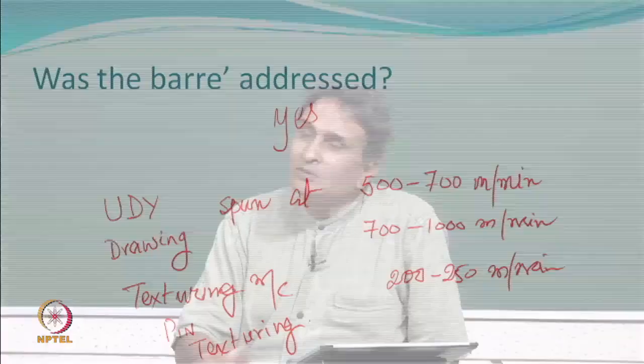And so, the big challenge was there, of course. But the main thing is, because you were texturing at a slow speed, the drawing was getting slowed. Then people said, well, if that is to happen, let us try not to have an additional drawing unit to the spinning texturing machine. Why do we not do the drawing while we are texturing? Because the feed roller speed and the take up roller speed could then be adjusted anyway. So, why can we not do that?